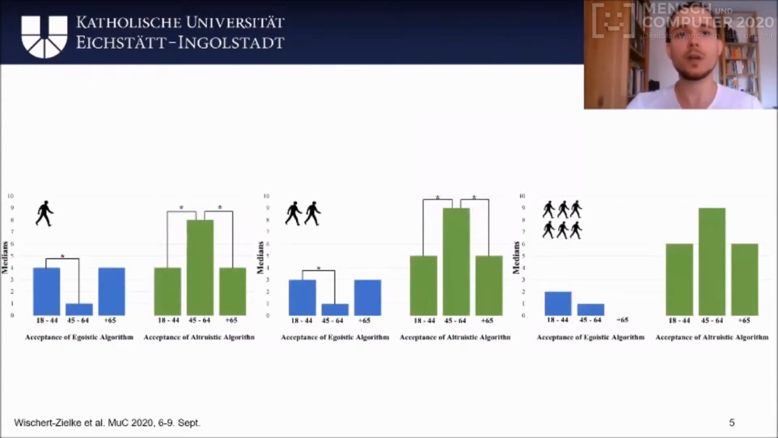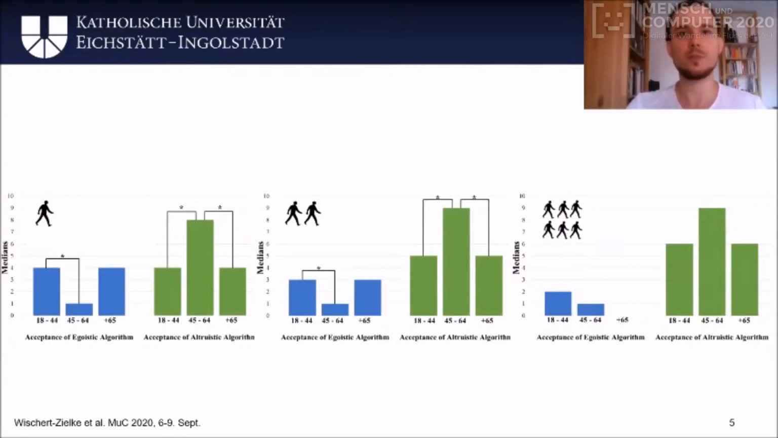In figures 3 to 5, you can see the medians of participants' acceptance scores. As you can see, participants displayed a specific age-dependent pattern in which both younger and older participants rated their acceptance for egoistic algorithms higher and for altruistic algorithms lower when compared to middle-aged participants. These differences proved to be dependent on the number of avatars used in the scenario. Differences between age groups were significant for 1 and 2 avatars, but not 6 avatars. This implies an increase in acceptance for altruistic algorithms with higher numbers of lives at stake.